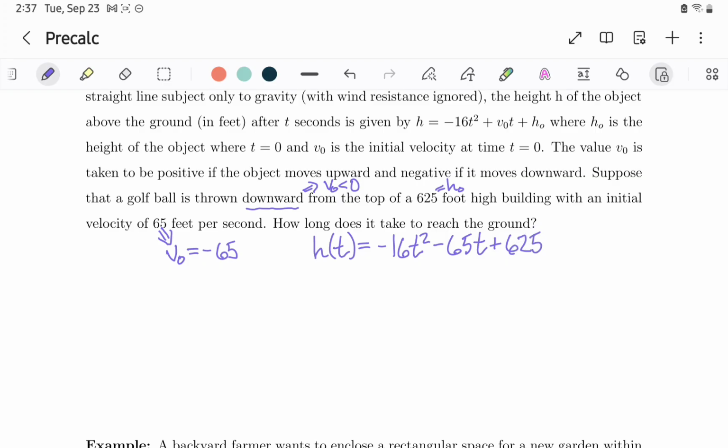Okay, and so it's asking us how long does it take for the golf ball to reach the ground. So essentially we are trying to find when h of t is equal to 0. So what we are going to do is set h of t equal to 0. So we have 0 equals minus 16t squared minus 65t plus 625.